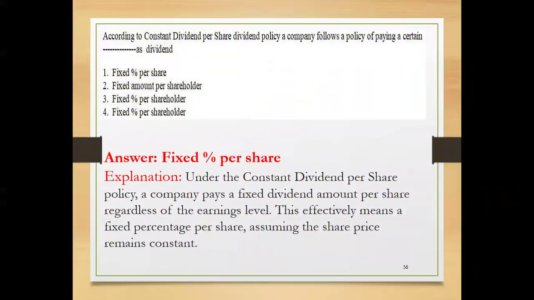According to the constant dividend per share dividend policy, a company follows a policy of paying certain dash as a dividend. Fixed percentage of share, fixed amount per shareholder, fixed percentage per shareholder. Here, the correct answer is fixed percentage per share. Here, constant dividend policy means a company pays fixed dividend amount per share regardless of the earnings level. This effectively means fixed percentage per share, assuming the share price remains constant. Whereas regular dividend policy means the company continuously every year they are paying the dividend to the shareholders irrespective of the percentage. That is the difference between constant dividend per share and regular dividend policy.